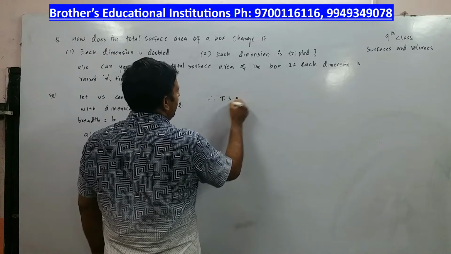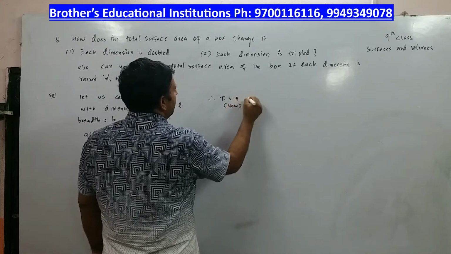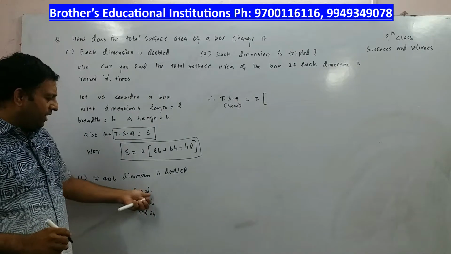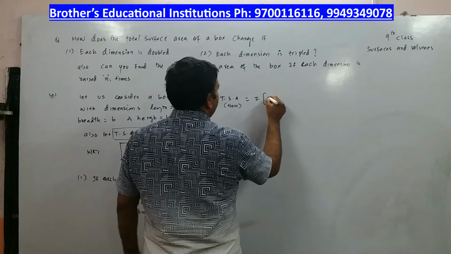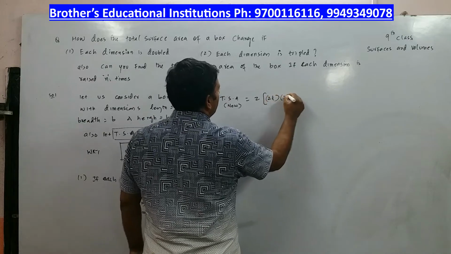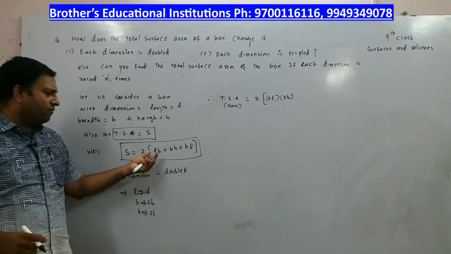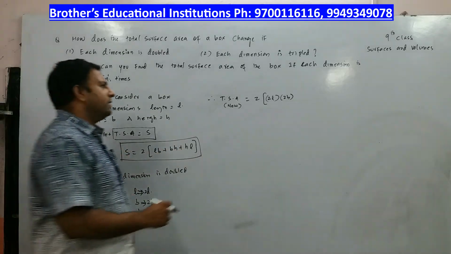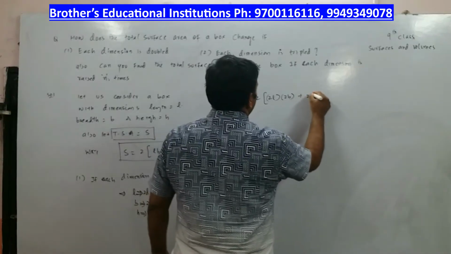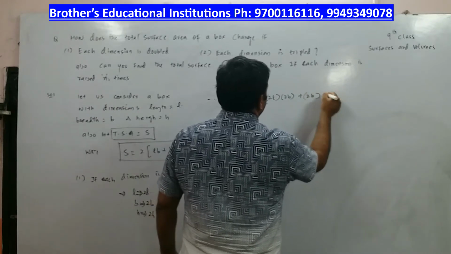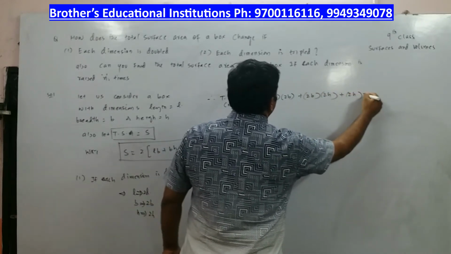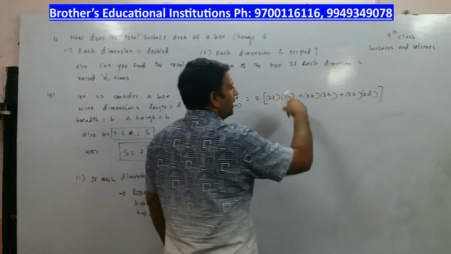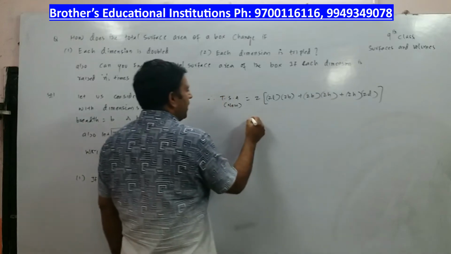New total surface area is given by the formula 2 into, what is the original length? L is now 2L. So 2 into LB means 2L into 2B, and then 2B into 2H, and 2H into 2L. Wherever L is there, write 2L. Wherever B is there, write 2B, because it is doubled.